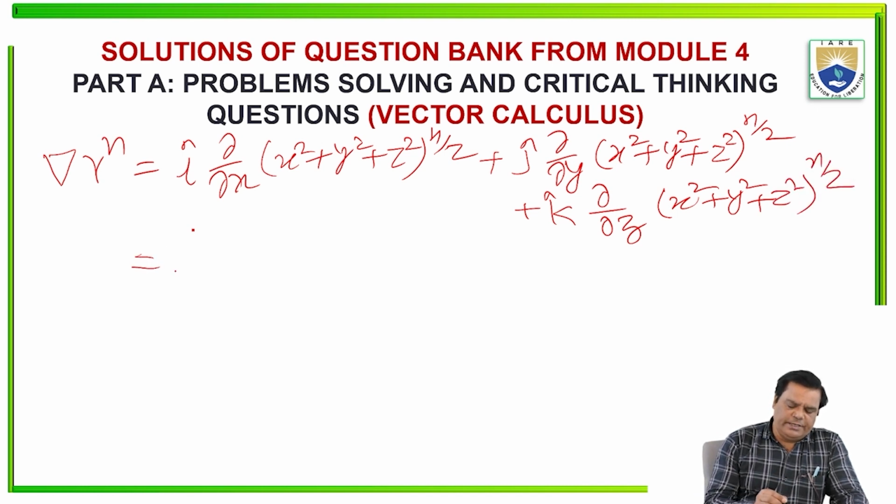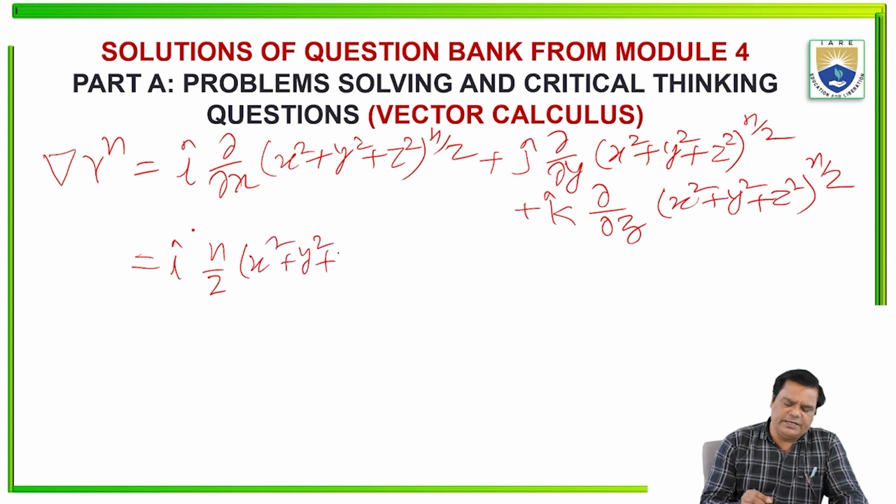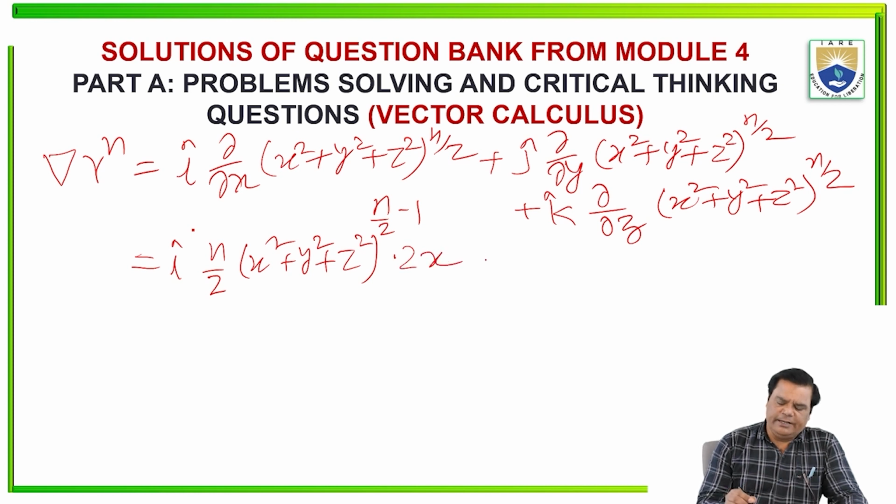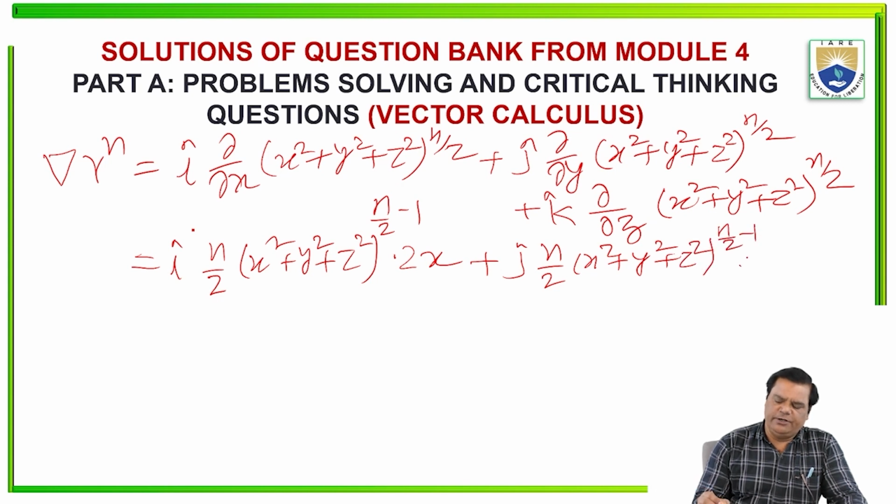Now this equals i cap, differentiating this function, taking power n by 2 and (x square plus y square plus z square) whole to the power n by 2 minus 1 into 2x, and plus j, again apply power n by 2 and (x square plus y square plus z square) whole to the power n by 2 minus 1 into 2y, and plus k, here n by 2 (x square plus y square plus z square) whole to the power n by 2 minus 1 into 2z.